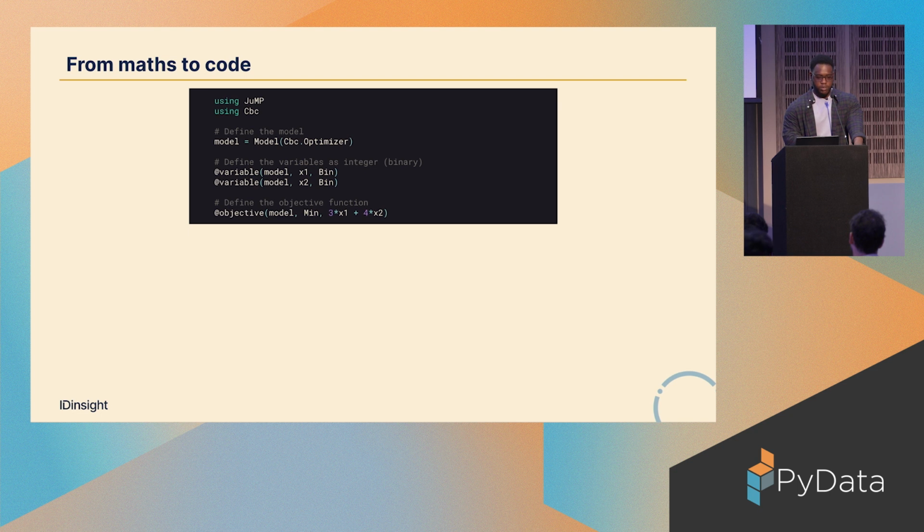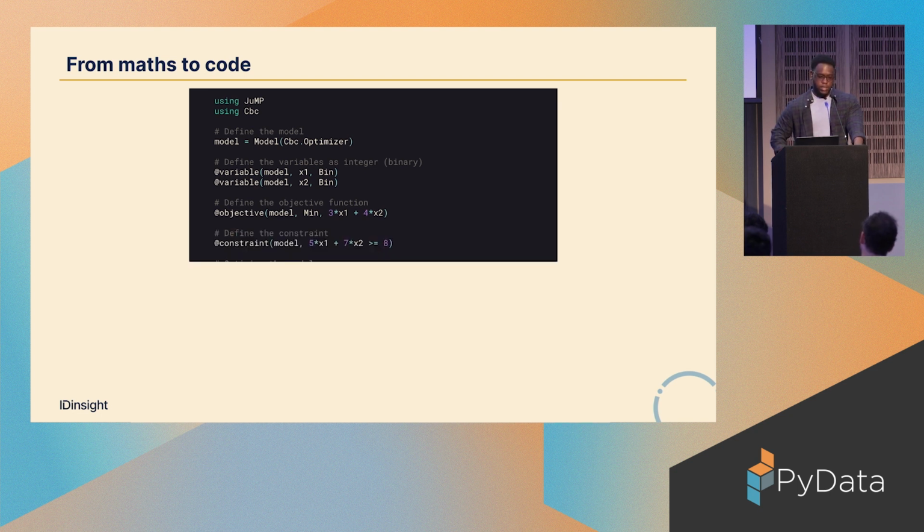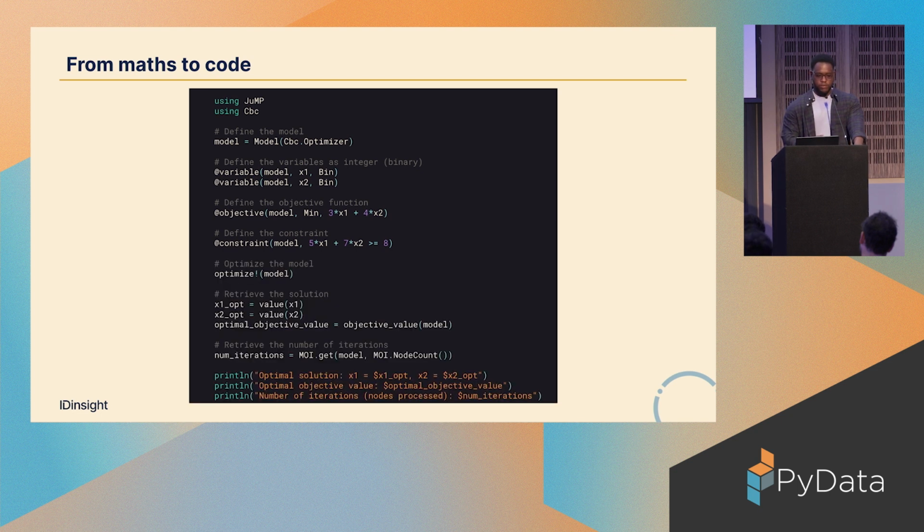Get the objectives, which is to minimize the cost. Get the main constraint here, which is to make sure that we reach the coverage target. And here we don't have to add the other constraint I've added, because here we've set the x1 and x2 as binary variables.